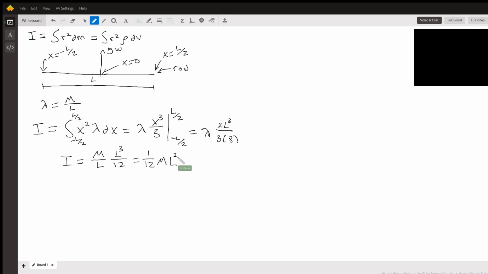So hopefully that helps answer the question. And yeah, we just generically will follow this approach for other kinds of moments of inertia we wish to derive, which I'll do in the future.